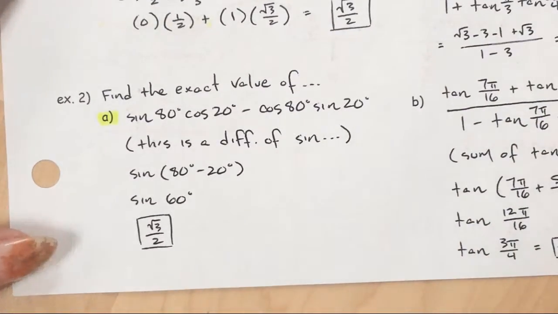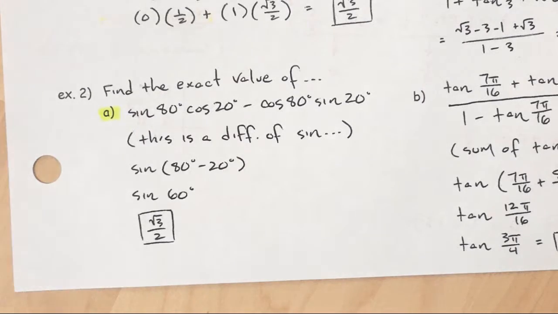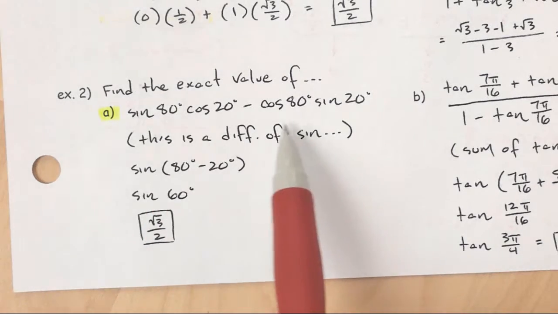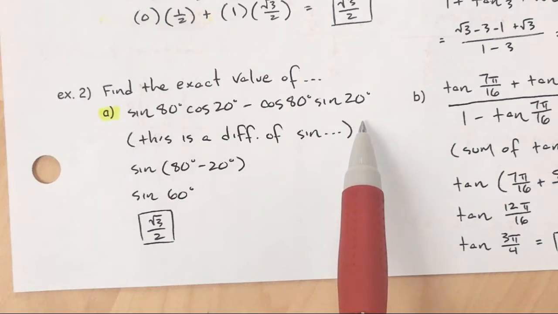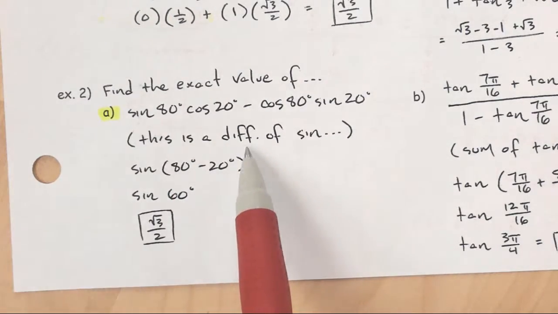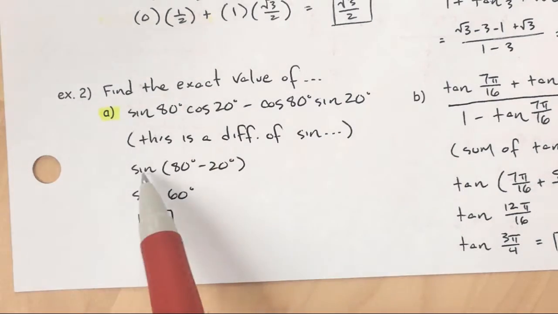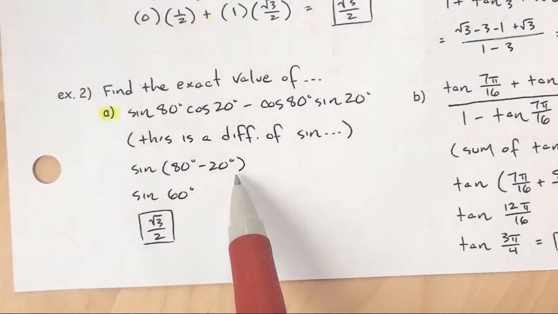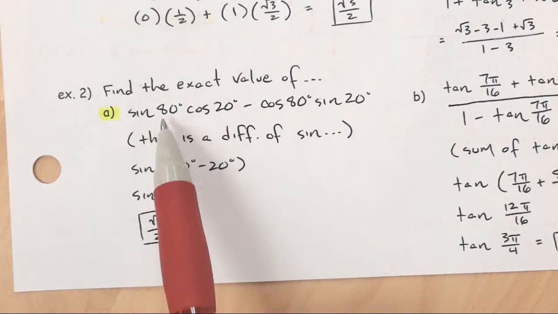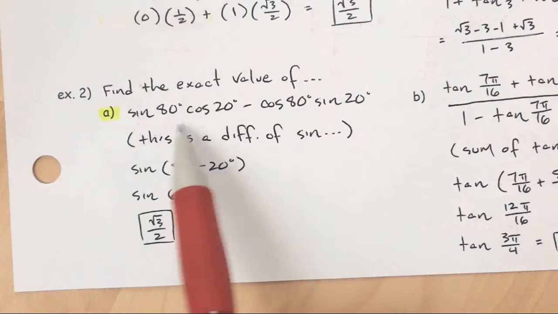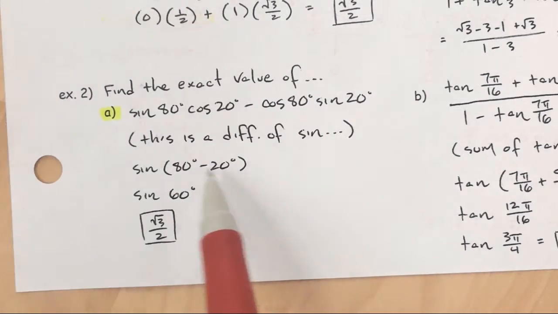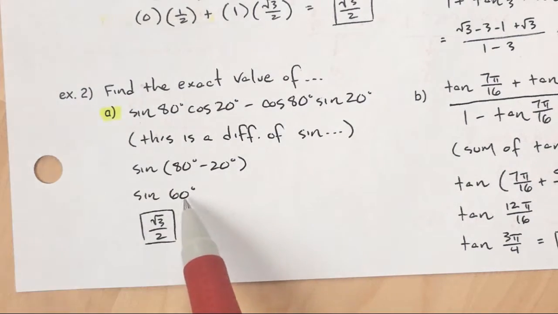Example 2 is similar. It's basically writing it in the correct form, and you have to tell, okay, what is this? You have to recognize this as a difference of sines. If this is a difference of sines, then this came from sine of 80 degrees minus 20 degrees. So really, 80 minus 20 is 60. What is the sine of 60? Oh, it's root 3 over 2.